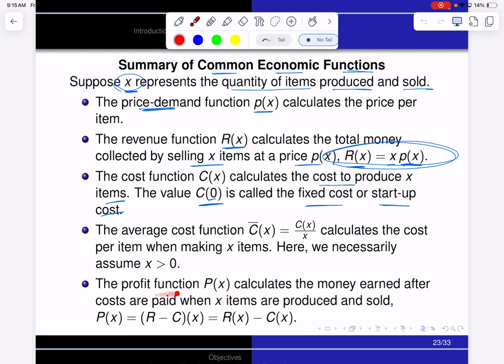The profit function, please pay attention. The profit function calculates the money earned after costs are paid when X items are produced or sold. So P of X is calculated by taking R minus C. Now, we learned how to do that yesterday. R minus C just simply means take R of X minus C of X. We learned how to do that notation yesterday: F plus G, F minus G, F times G, F divided by G. So R minus C represents R of X minus C of X.